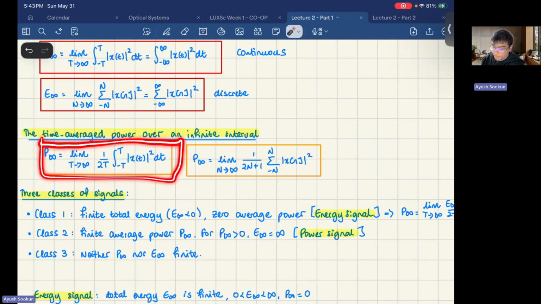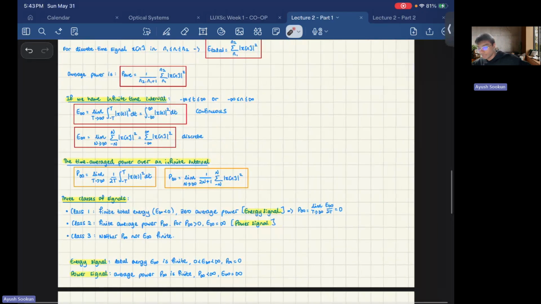So this is your equation. And then you do that integral. You scale it by 1 over 2T, and you take the limit when the period goes to infinity. Okay. Same thing over here for discrete time signal. You're going to do the sum. You're going to scale it by 1 over 2N plus 1, and then you're going to find the limit when N goes to infinity. Okay.